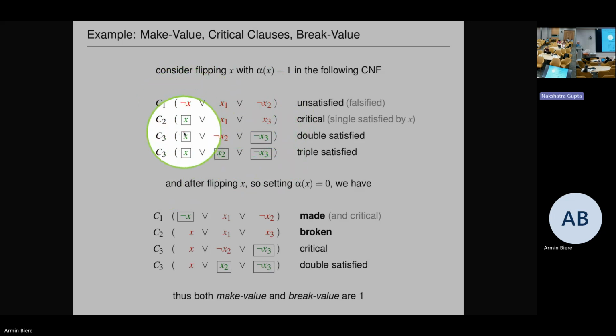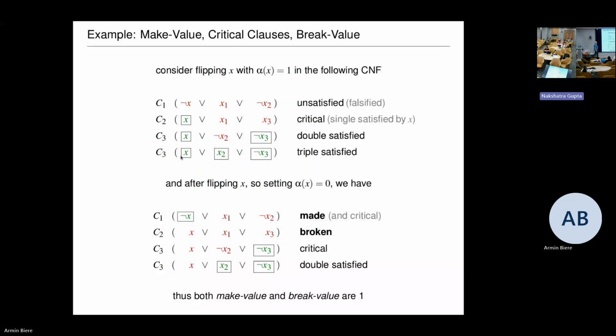This one is critical. If I flip X, it will become broken. So this is critical, and this is make minus this one, which is broken. And these guys are double satisfied and triple satisfied. Actually, we looked at double satisfied already this morning. They really don't change the score in terms of unsat clauses. It's only the first two which are interesting, and they would just change the role. The first one is made, and the second one is broken, and the first one actually becomes a critical one. That's also interesting here.